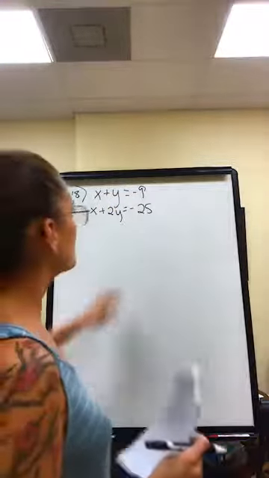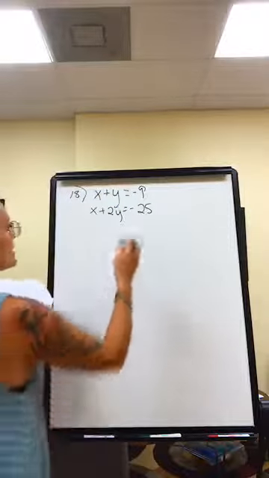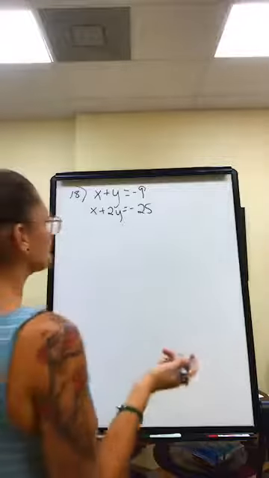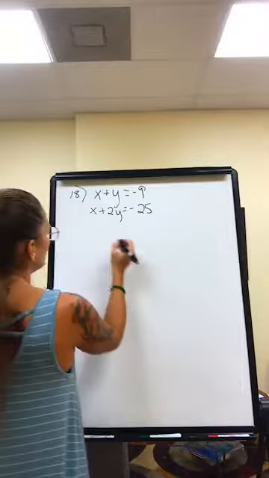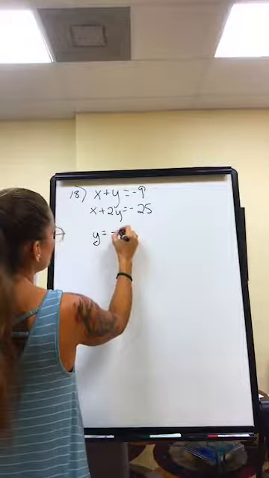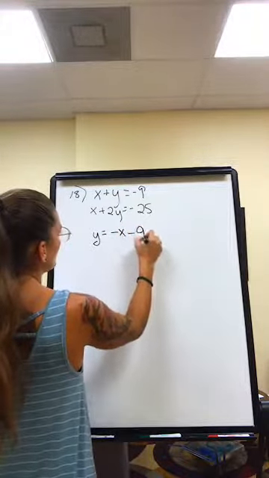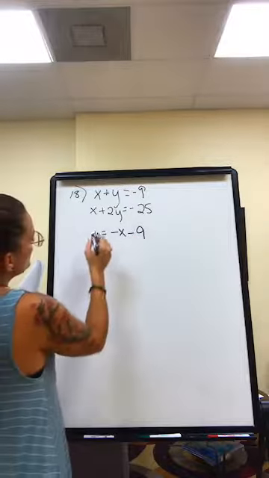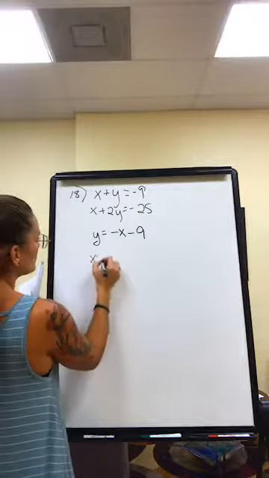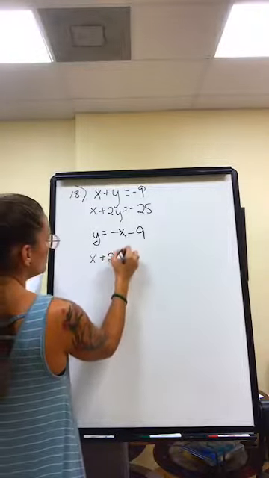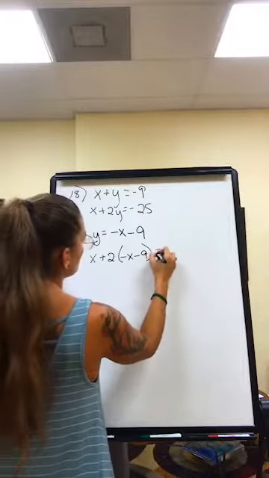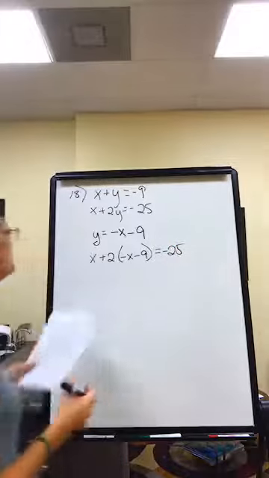So what I'm going to do is solve for y in that top equation, and plug it into y in here and just solve for x. So y is going to equal negative x minus 9. I'm going to take this whole thing and plug it into y in the second equation. x plus 2 times negative x minus 9 is negative 25.